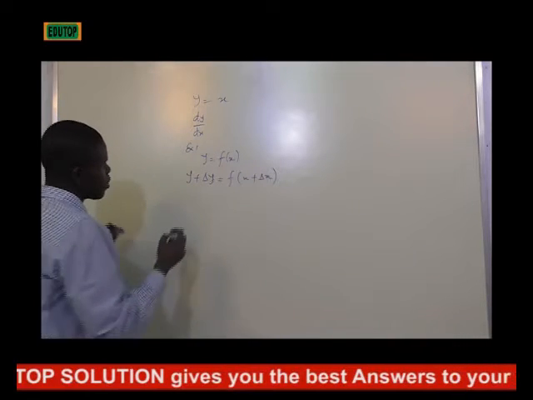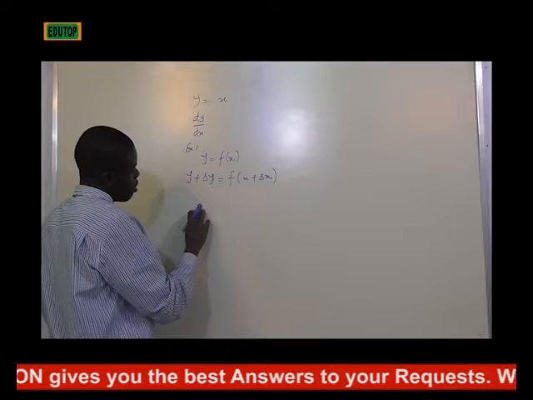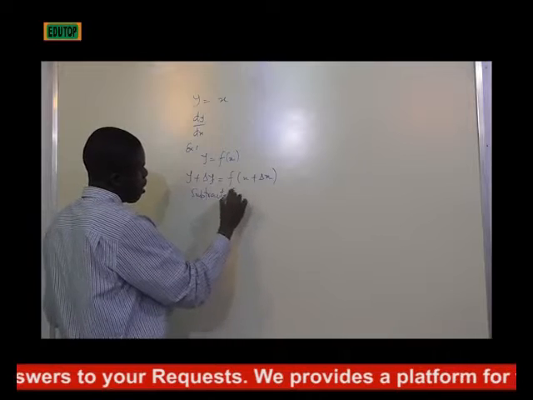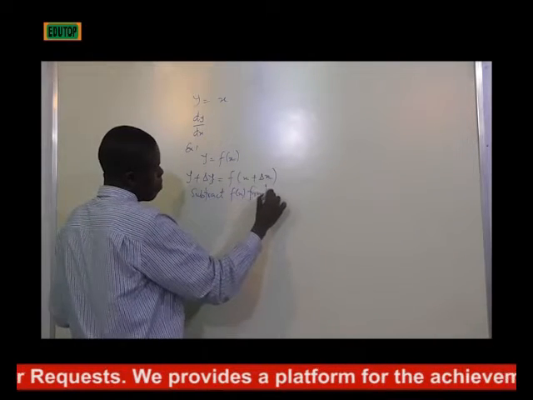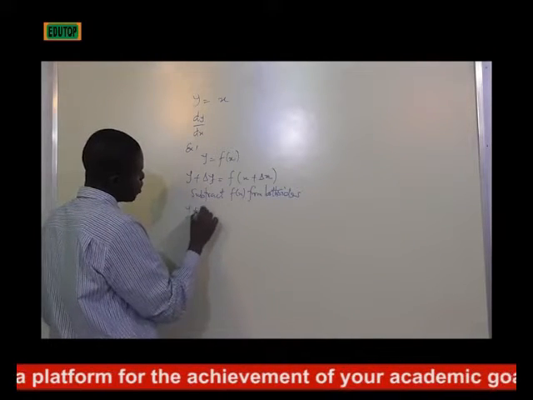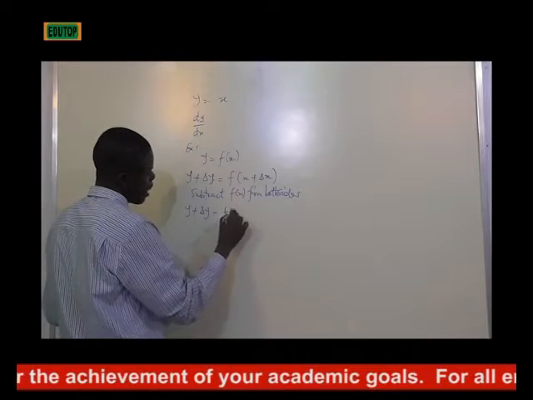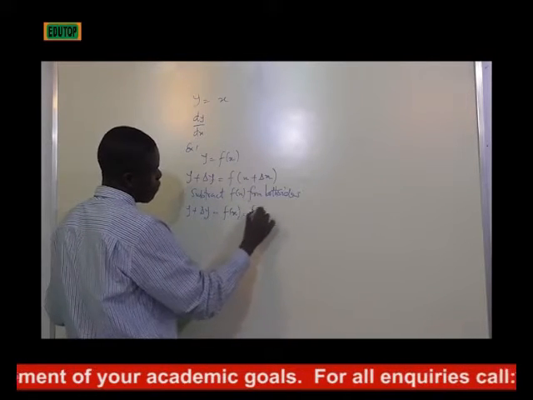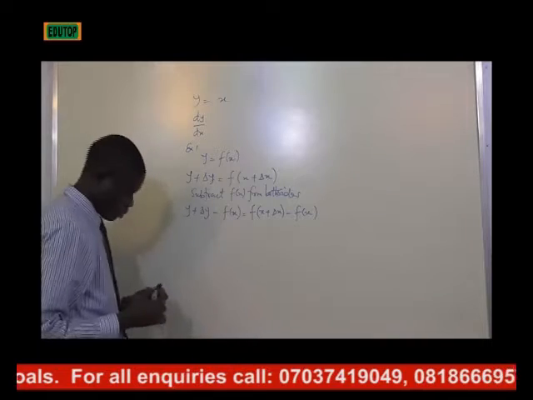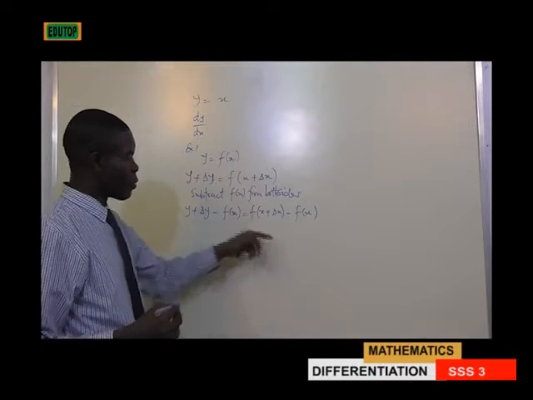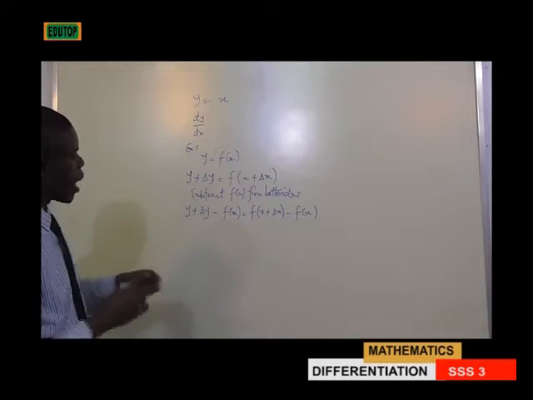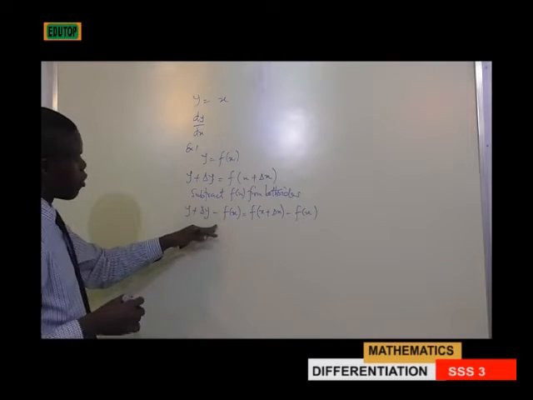Now, I can decide to say subtract f of x from both sides. So if I'm subtracting f of x from both sides, I will have y plus change in y minus f of x equal to f of x plus change in x minus f of x. On this side, you have a consistent scenario, but on the left hand side, you have y and x. So I want to change this x to y, so that you have a kind of homogeneous situation.